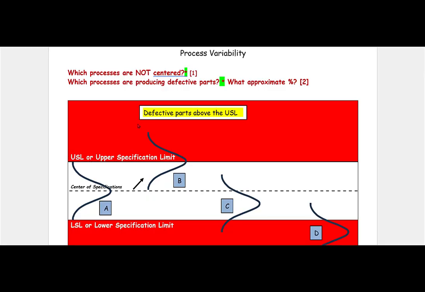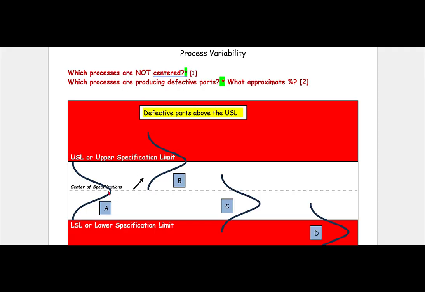So when we look at parts, let's say that we took measurements of 50 parts in a 10-minute period. And we measured the parts and found that they ranged anywhere from this value to this value, all the way in between. So there's a variation, natural variation in the parts. So this bell-shaped curve represents the amount of variation in a given period of time of a number of parts that were measured. So which processes are not centered?